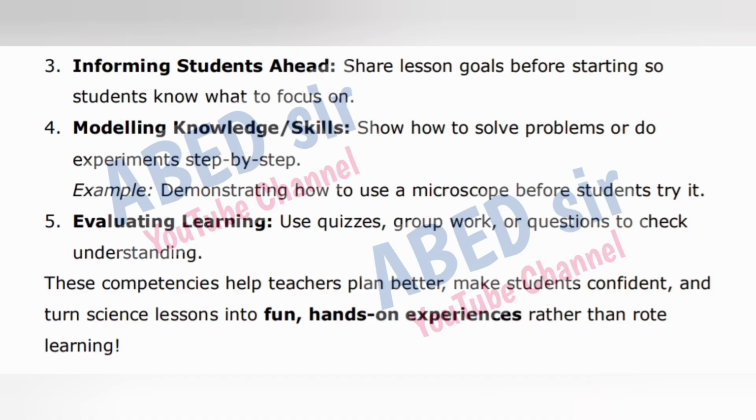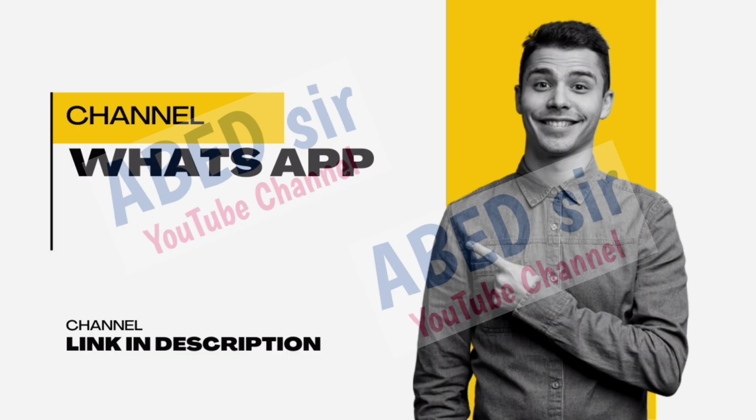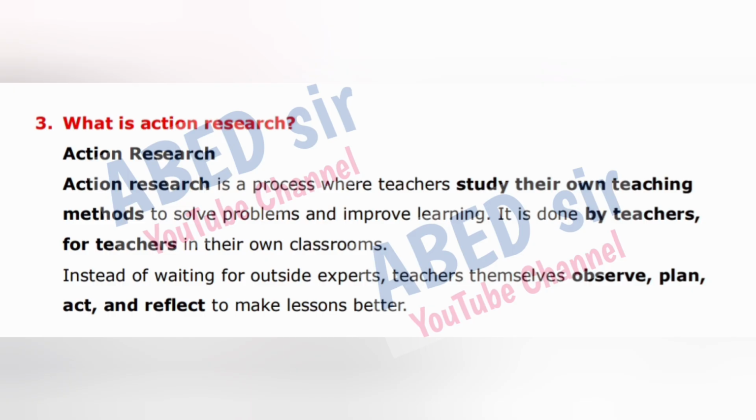5. Evaluating learning. Use quizzes, group work, or questions to check understanding. These competencies help teachers plan better, make students confident, and turn science lessons into fun, hands-on experiences rather than rote learning. Next important short question is: 3. What is action research? Action research.